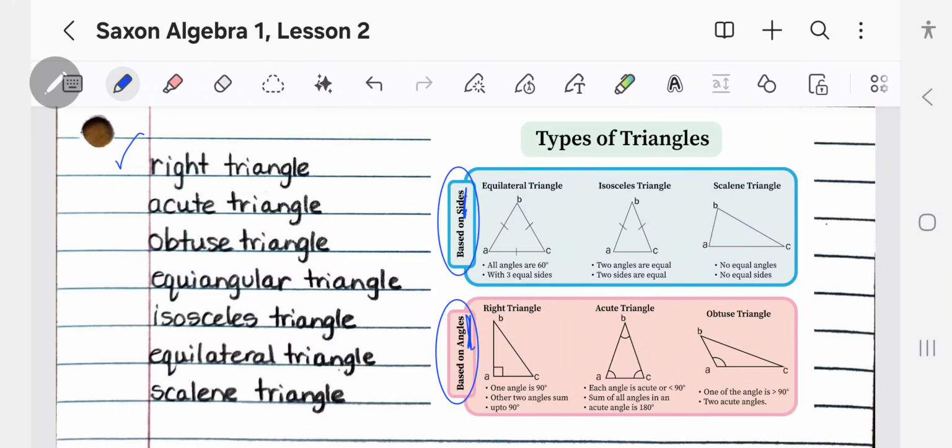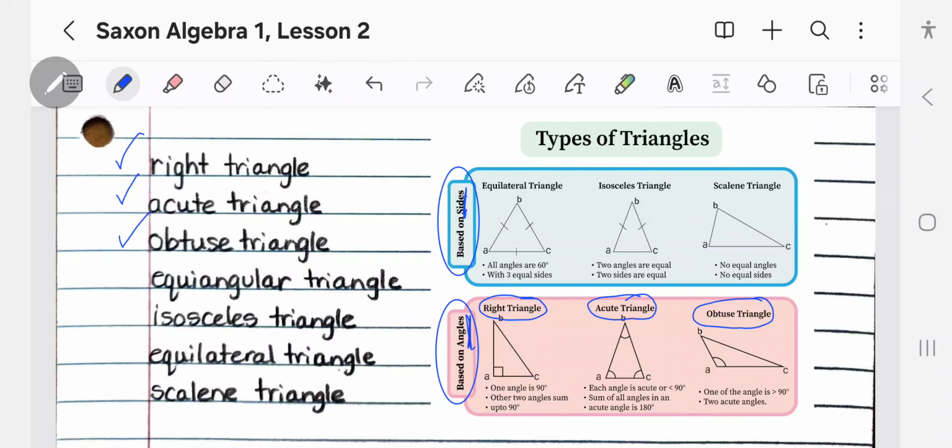Or you can talk to me about how tall they are, or how heavy they are, or whatever, right? We can classify them on different things. So it's the same thing with triangles. If we want to classify them based on their angles, we're going to call them either right or acute or obtuse. And that's what these terms are in your lesson.